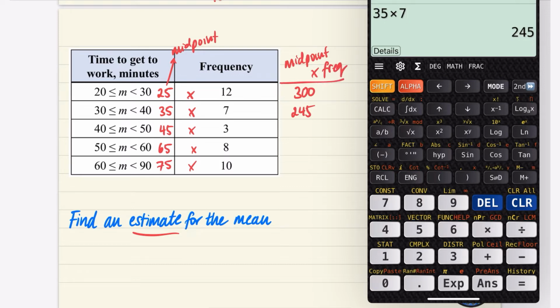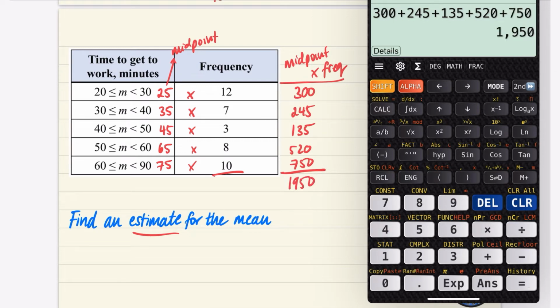I'm going to do my 45 times 3, just 135. I'm going to do my 65 times 8, which is 520. And my 75 times 10 is 750. Now what we did before, we'll add up all of those numbers together. So that's 300, 245, 135, 520, and 750. That's 1,950.